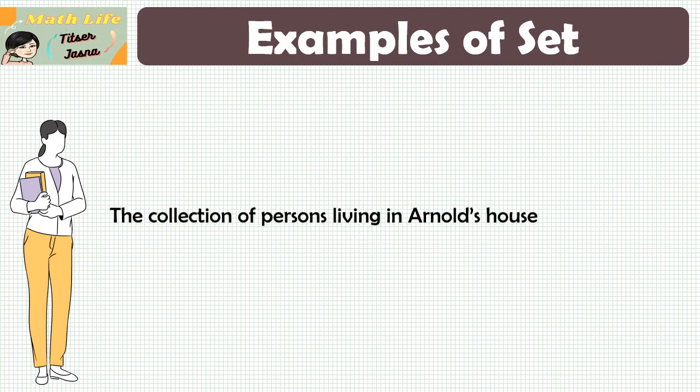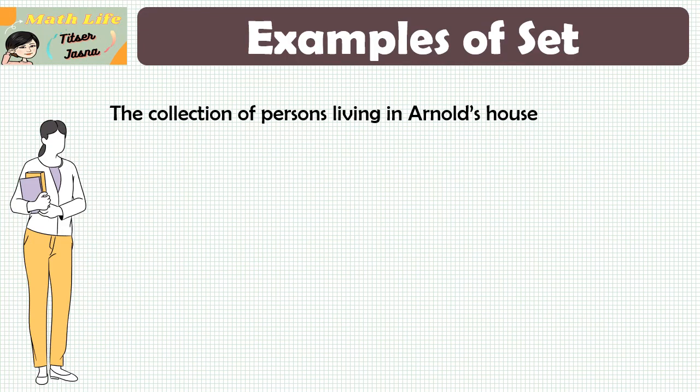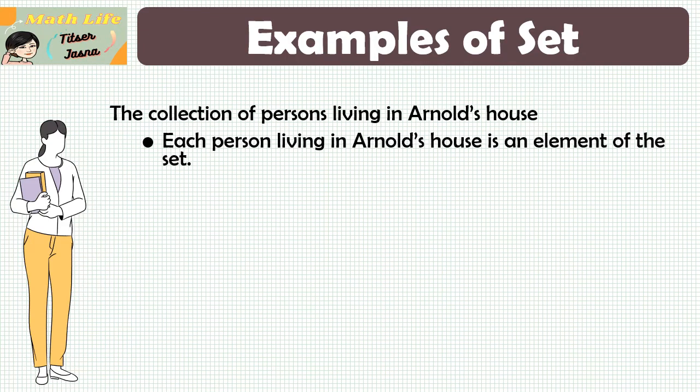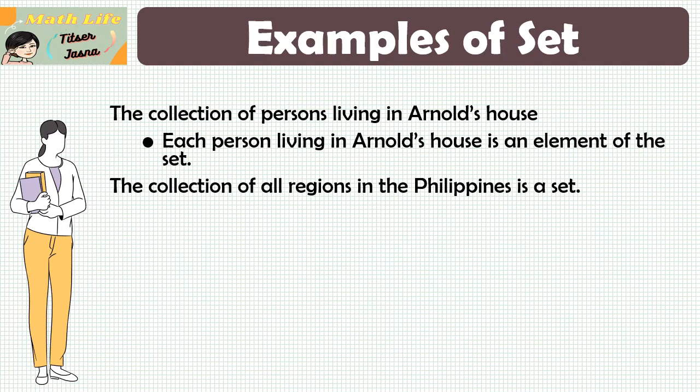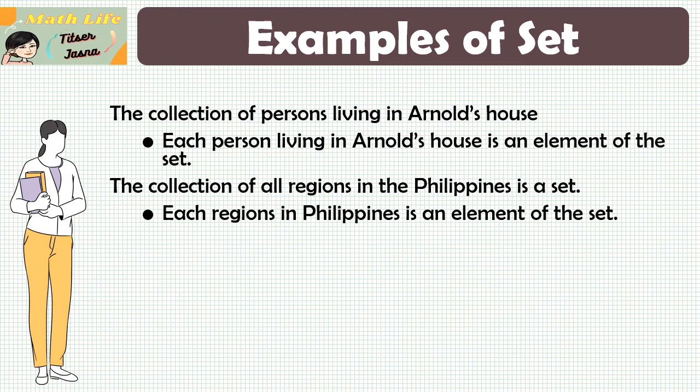Another example, the collection of persons living in Arnold's house. Each person living in Arnold's house is an element of the set. Next, the collection of all regions in the Philippines is a set. Each region in the Philippines is an element of the set. So the elements are Region 1, Region 2, NCR, and so on.